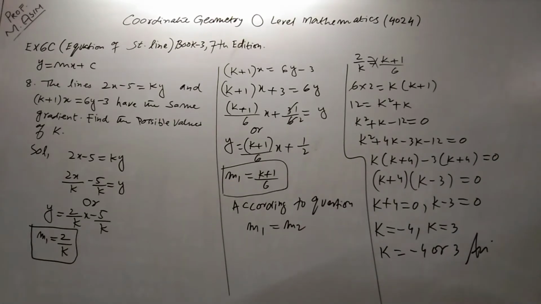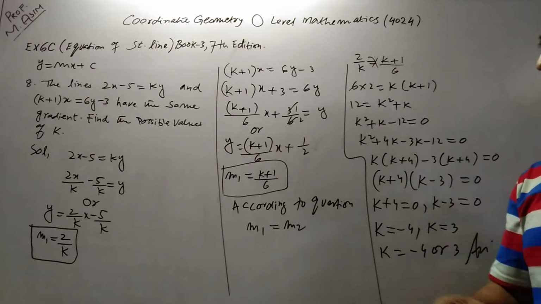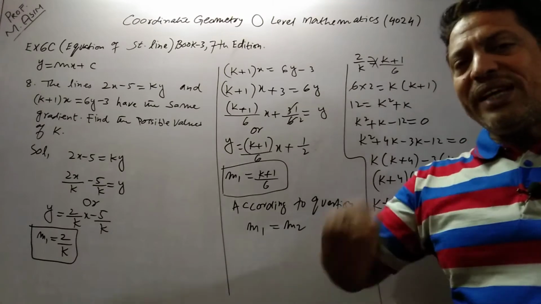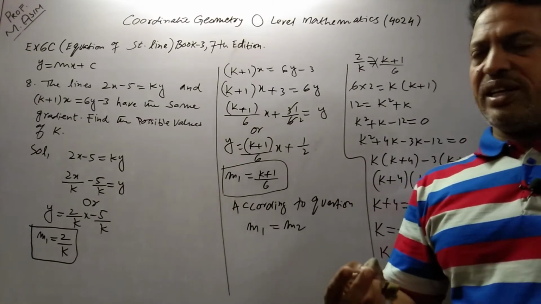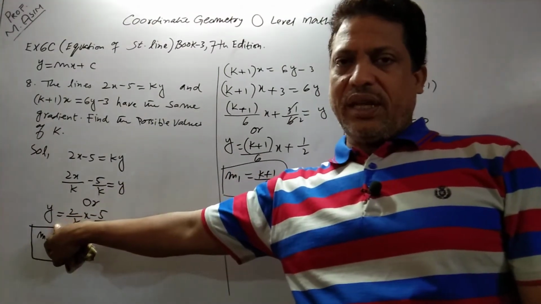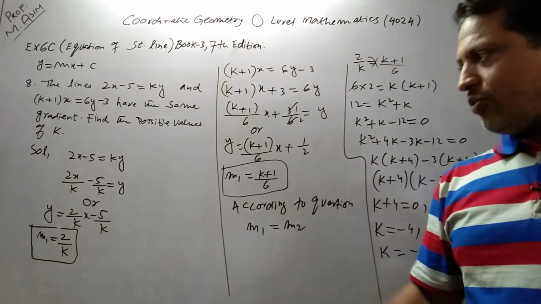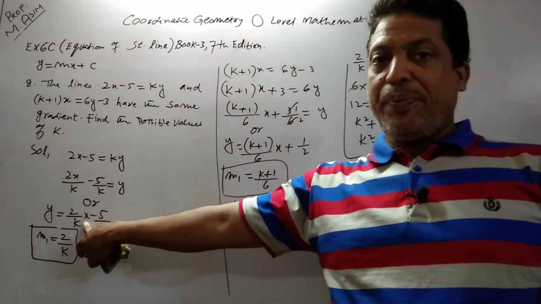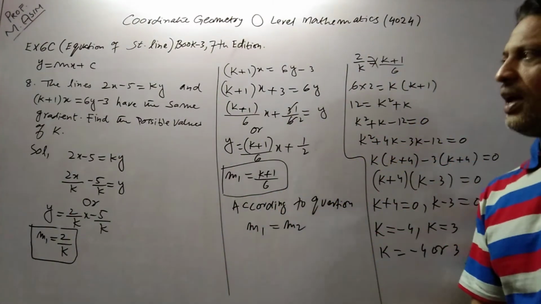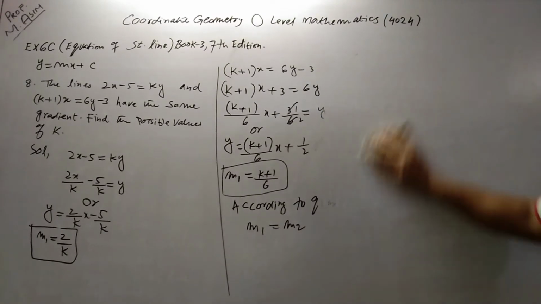Question number 8. Very interesting question and very important question as well. So what we learned from this question, if we find the gradient of a straight line, we must make y the subject of the given formula, and after making y the subject, the coefficient of x represents the gradient. Every question gives some new information about the topic.